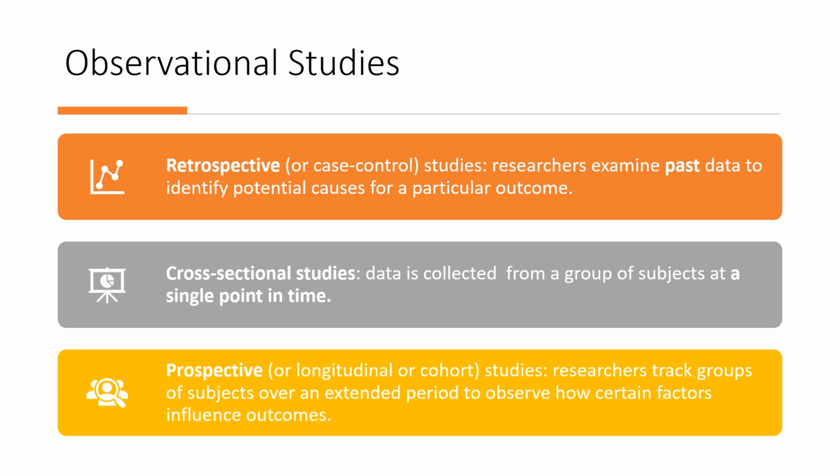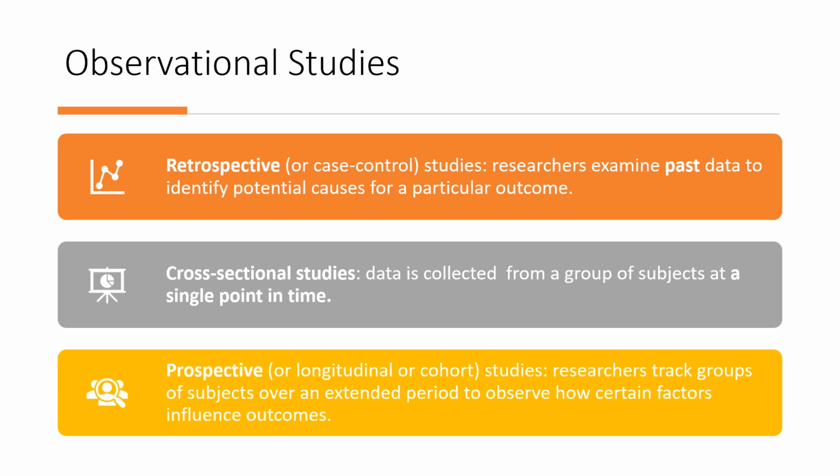For prospective studies, also called longitudinal or cohort studies, researchers follow a group of subjects over an extended period to observe how certain factors influence outcomes. For example, tracking a group of non-smokers and smokers over 10 years to see who develops lung disease is a prospective study. These three study types differ in terms of when the data is collected: past, present, or future.